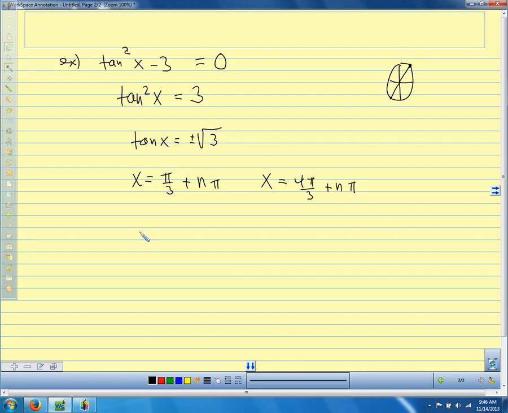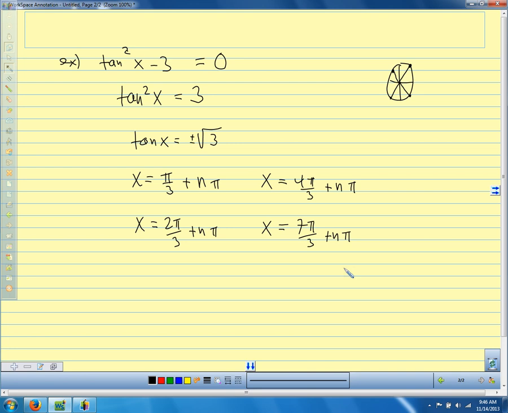How about the negative square roots of 3? So then we'd be here and here, right? Where our sine and cosine have different signs. So what are those angles? 2π/3 plus nπ, and x equals 7π/3 plus nπ. So we end up with 4 answers here.